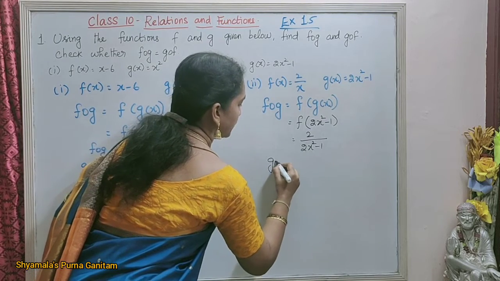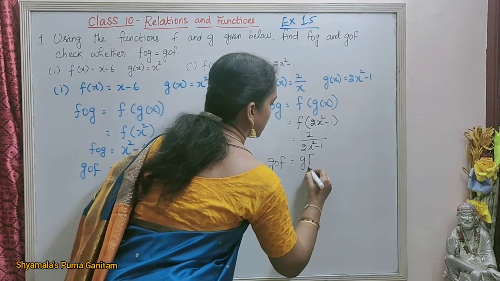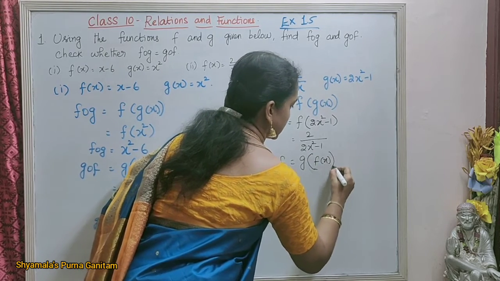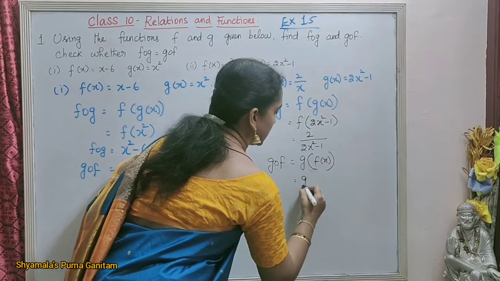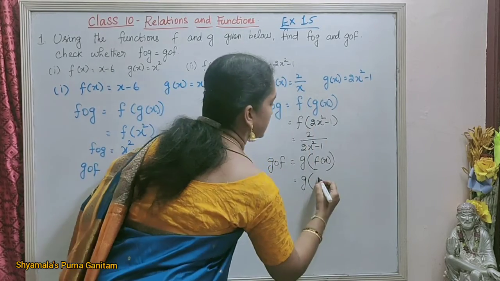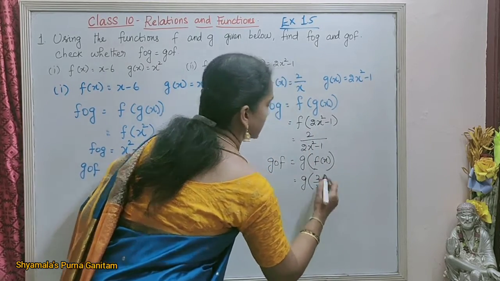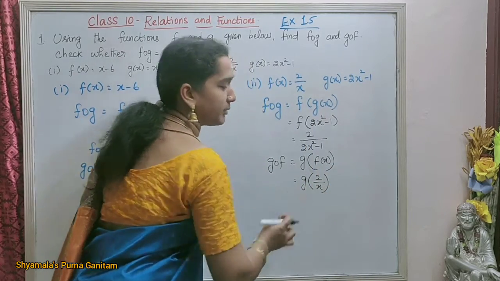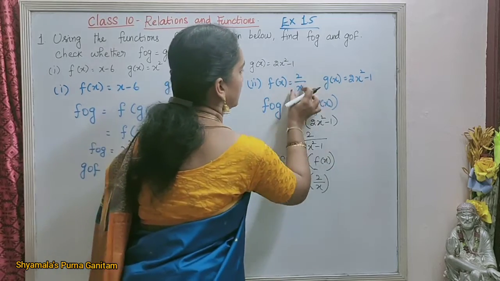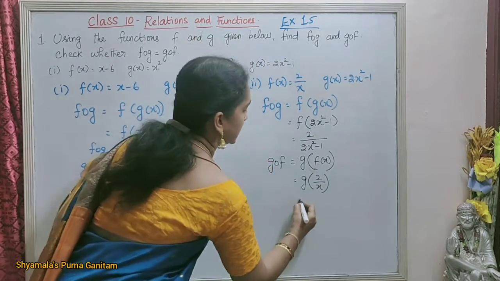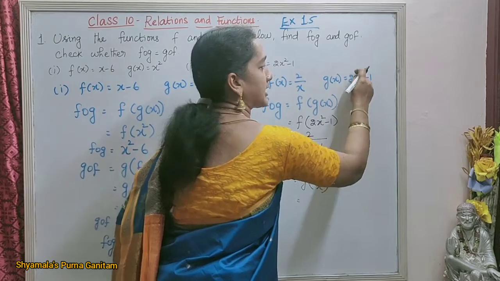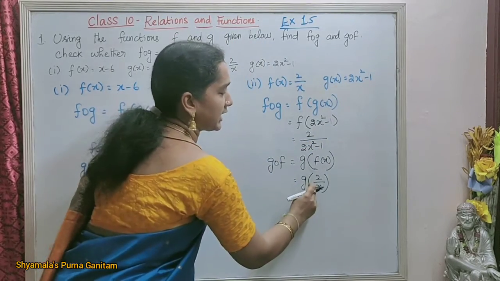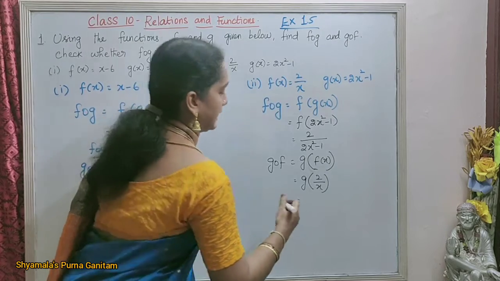Then g of f is g of f of x. So this is equal to g of f of x value is given as 2 by x. So f of x value, here f of x is there. So there we will be substituting that value. So f of x is given as 2 by x. So g of x is 2x squared minus 1. So here instead of x we are having 2 by x.